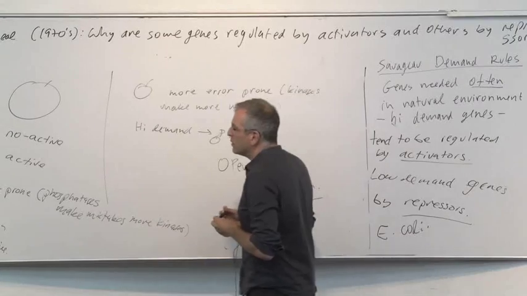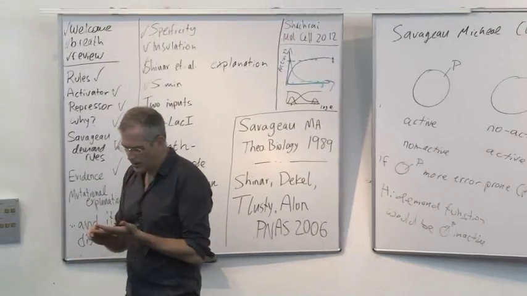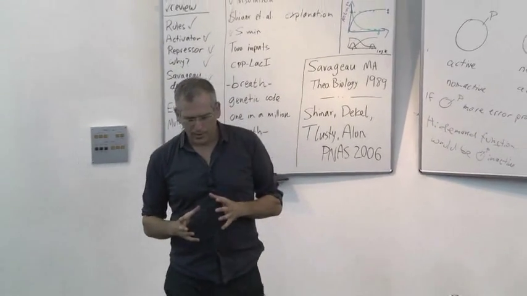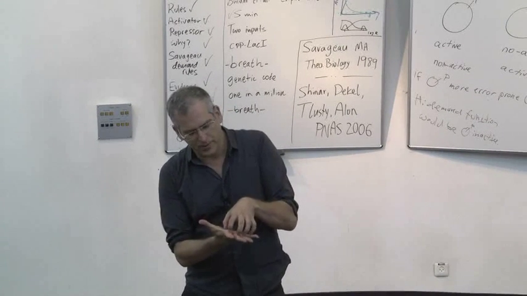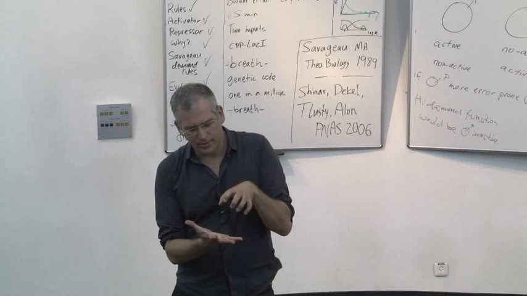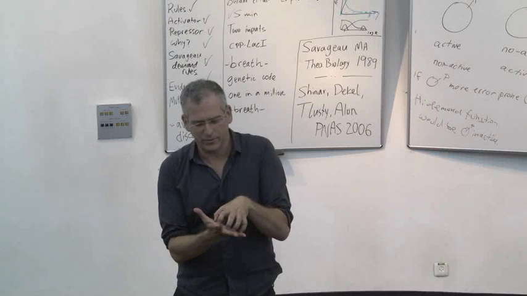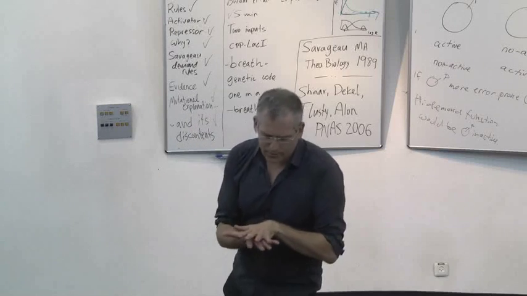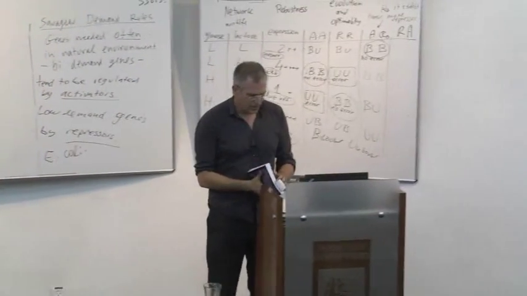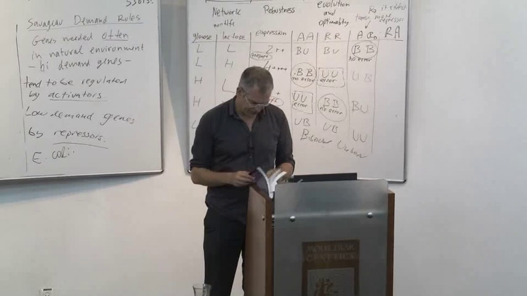All right, so to summarize, we saw here how this idea of keeping your promoter bound in order to reduce non-specific binding predicts these demand rules: high demand activators, low demand repressors. And more importantly, I'll just end by quoting Michael Savageau, who deserves a lot of credit for this way of thinking. This is what he wrote.